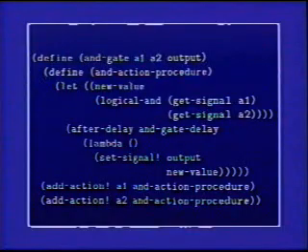In that environment, I constructed a procedure. This one, right there. AND action procedure was constructed in that environment. That was the result of evaluating a lambda expression. So it hangs onto the frame where these were defined. Part of its local state is that. The AND action procedure, therefore, has access to A1, A2, and output, as we see here. A1, A2, and output.